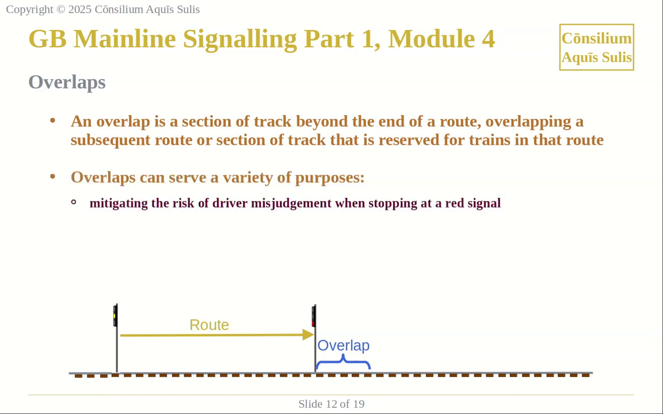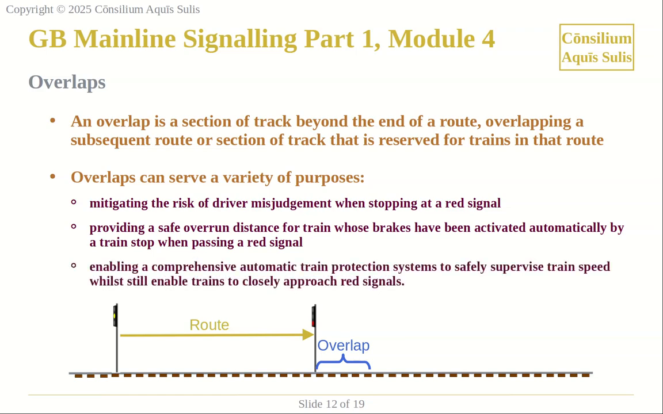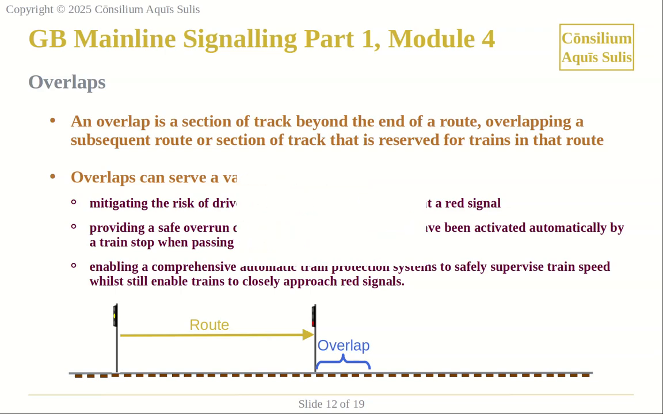It can simply mitigate the risk of driver misjudgment when stopping at a red signal at the end of the route, or it can provide a safe overrun distance for trains when some form of train stop is provided at the red signal. So if a train passes a red signal, the train stop can apply the brakes and the overlap provides a distance to come to a standstill. Or similarly, with more sophisticated, comprehensive automatic train protection systems, it can allow the train protection to provide a very conservative level of supervision to the end of the overlap, while still allowing trains to closely approach the red signals at the end of their legitimate movement authority.